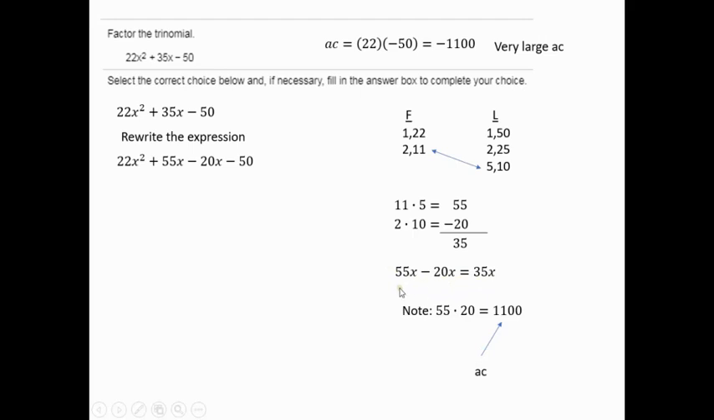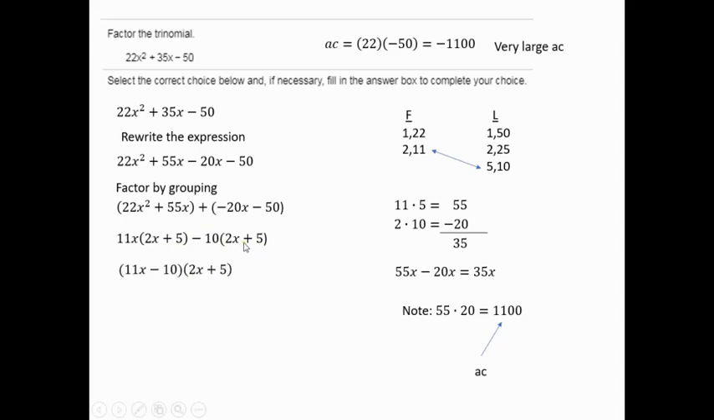Then remember, we group it. I'm going to take out the greatest common factor out of each group: 11x out of the first group, negative 10 out of the second group. I've created the common factor of 2x plus 5. Take out 2x plus 5, and I factored this trinomial. And there's one more example we'll look at like this.